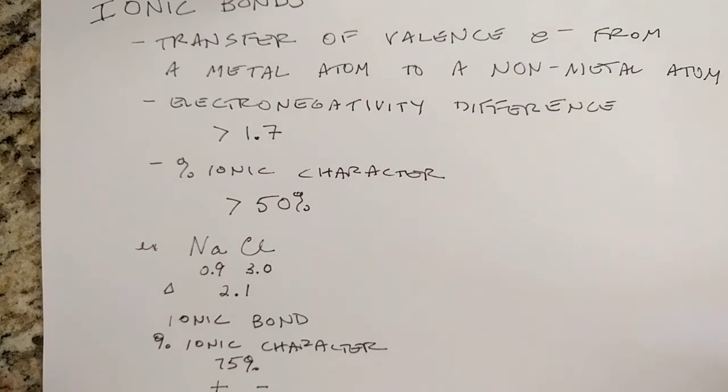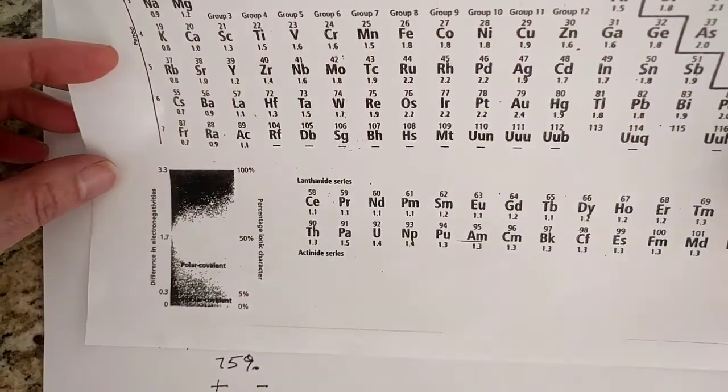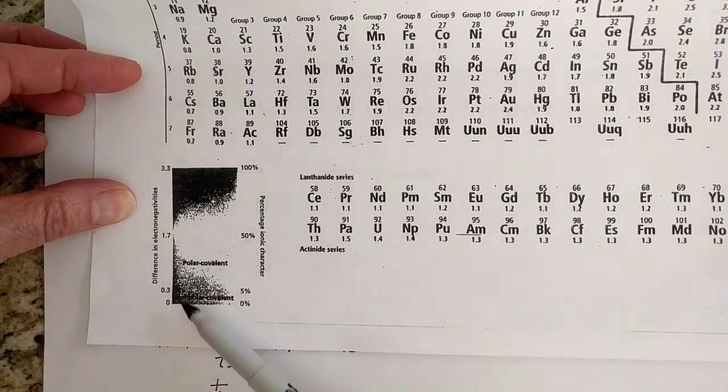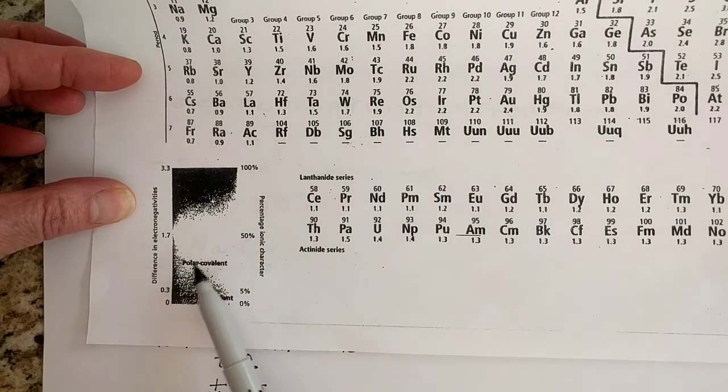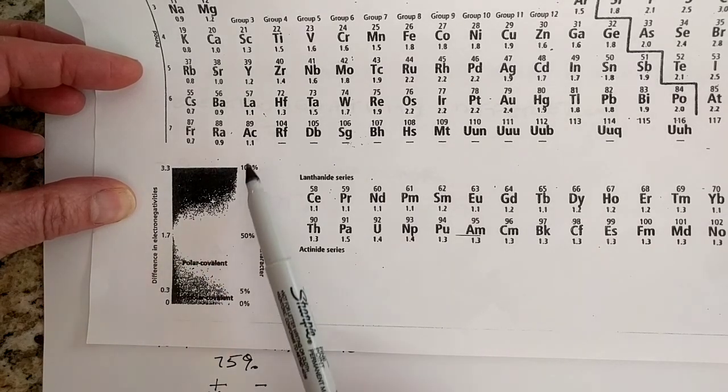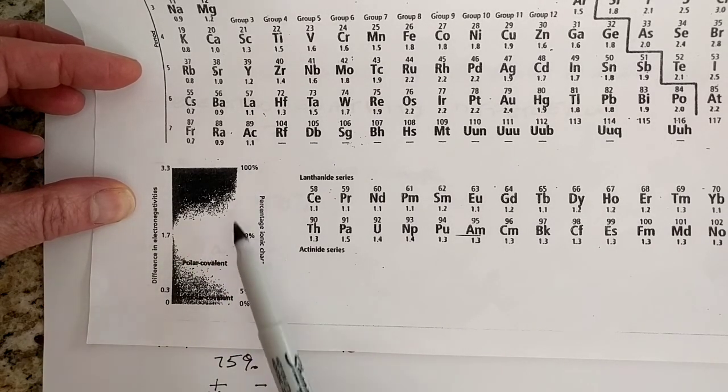All right, so for your assignment today, you have a list of bonds, and for each one, you're going to do exactly this process. You're going to put the electronegative values underneath the appropriate element, do the delta, get a value, go to your chart here, figure out where the electronegativity difference puts you. Are you nonpolar covalent, polar covalent, or ionic? Write that down. Go over, estimate your percentage ionic character.